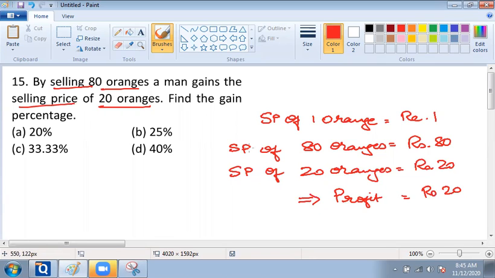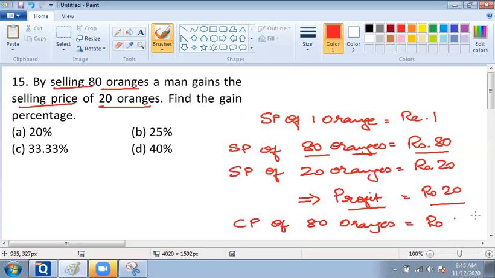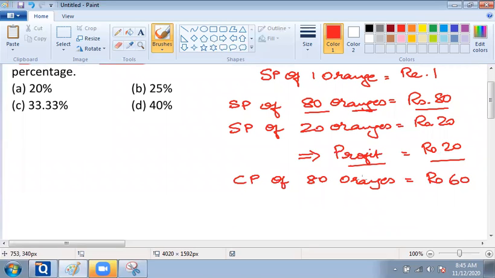So we can see that the selling price of 80 oranges is rupees 80, and the profit in this transaction is rupees 20. From this, I can conclude that the cost price of 80 oranges is 80 minus 20, that is equal to rupees 60. The cost is 60, the selling price is 80, only then the profit will be 20.